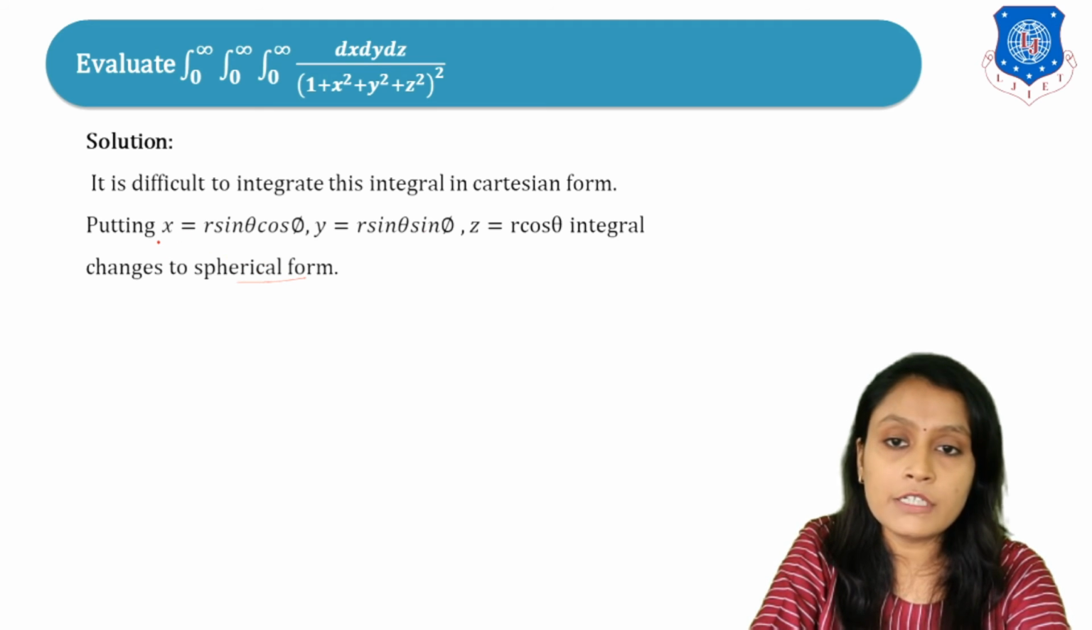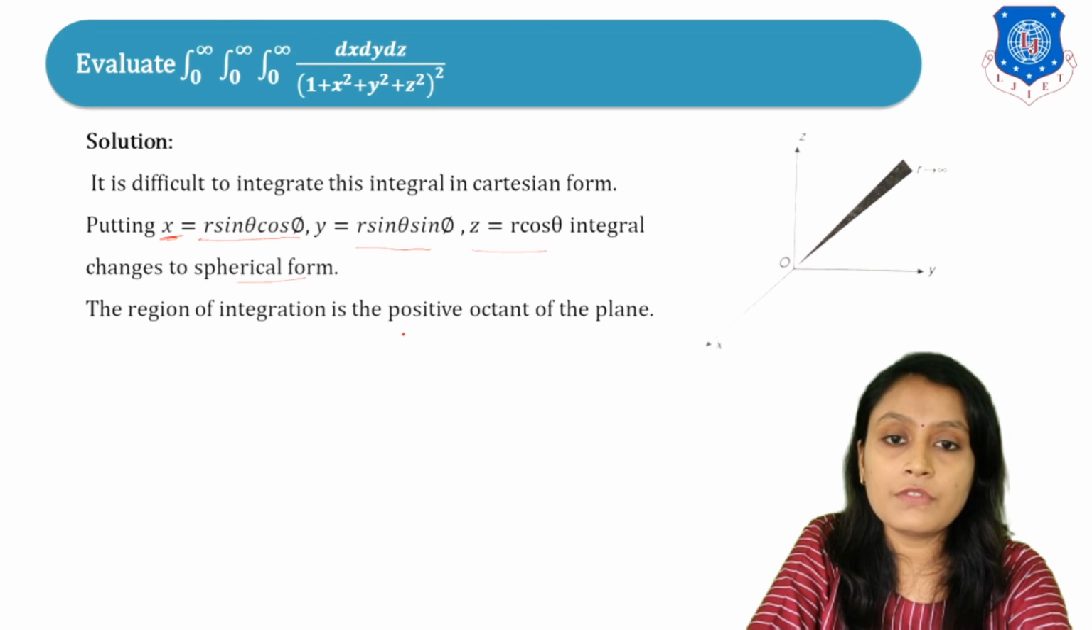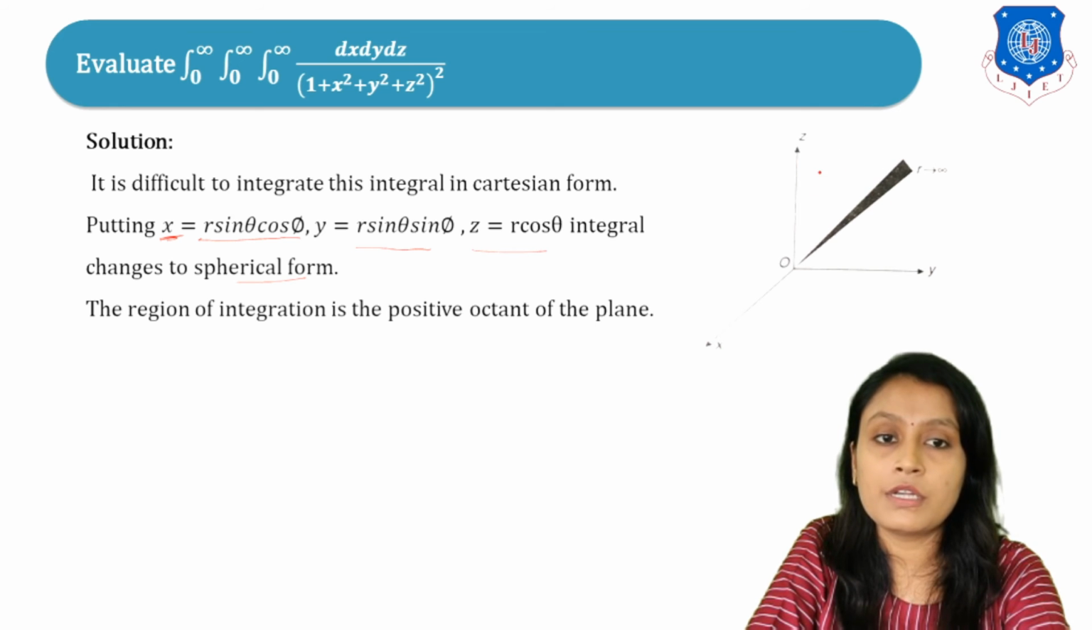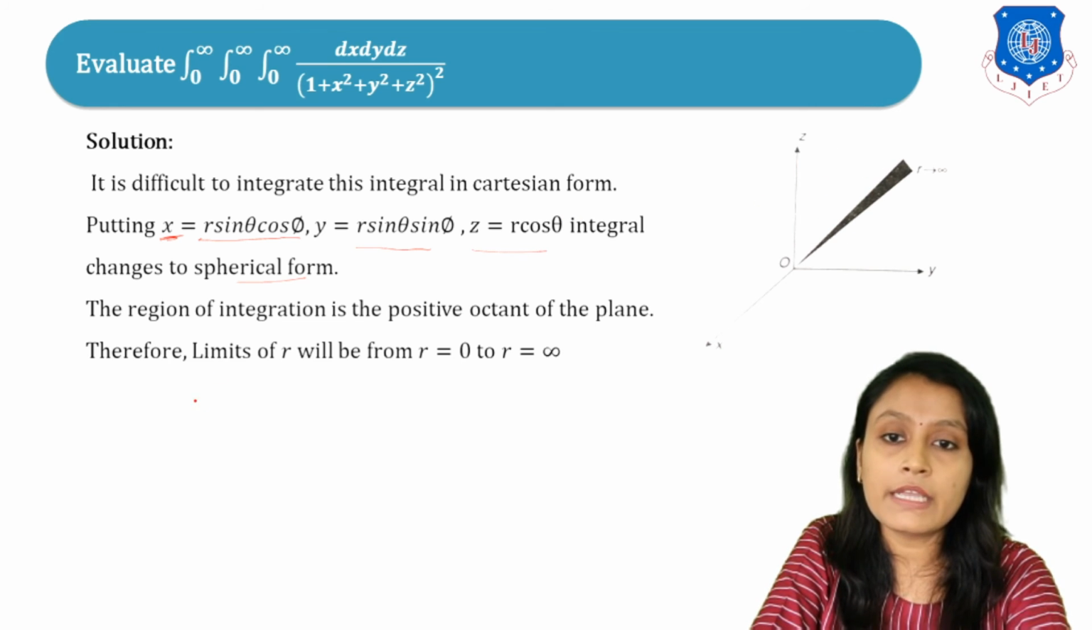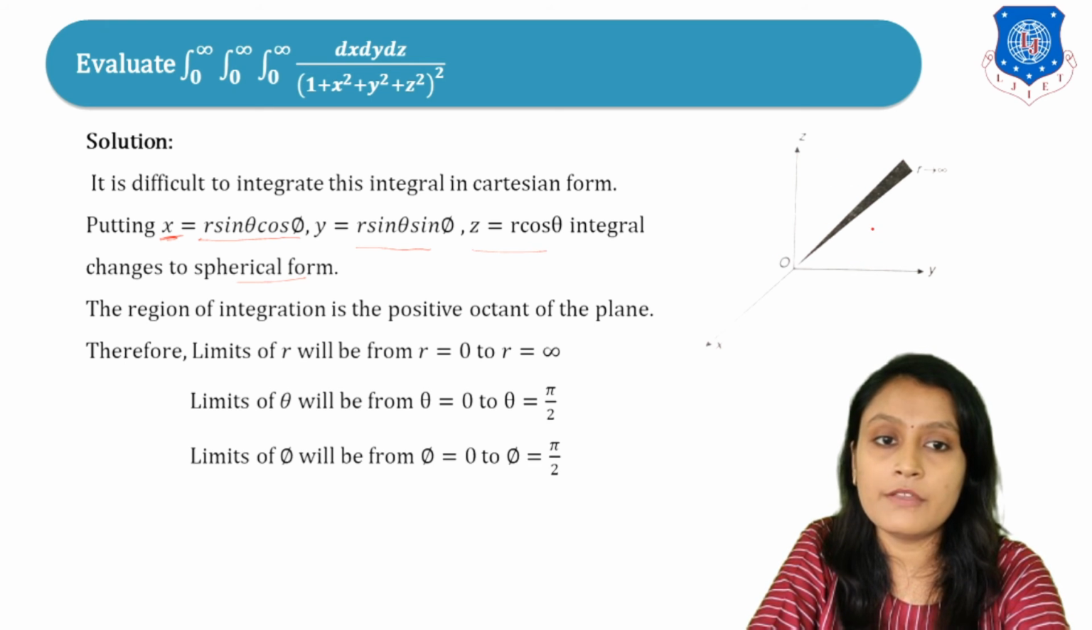In place of x we have to write r sin theta cos phi, in place of y we write r sin theta sin phi, and in place of z, r cos theta. So the region of integration will be the positive octant of the space. We have to consider only this positive octant. So the limits of r will be 0 to infinity, the limit of theta will be from 0 to pi by 2, and the limit of phi will be from 0 to pi by 2. We are considering only the positive octant.